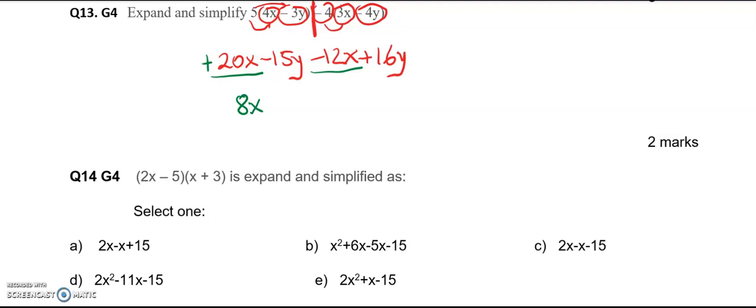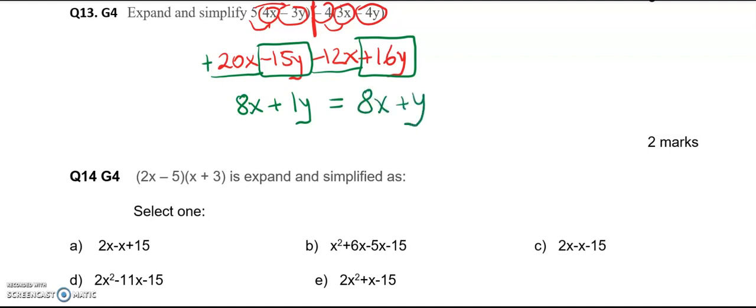Now we have the y's, so minus 15y plus 16y. So minus 15, being a £15 overdraft, and then topping your account up with £16, that's going to mean that you're going to be having £1 in your account. So that means plus 1y, which is the same as 8x plus y. So this is the simplest form.